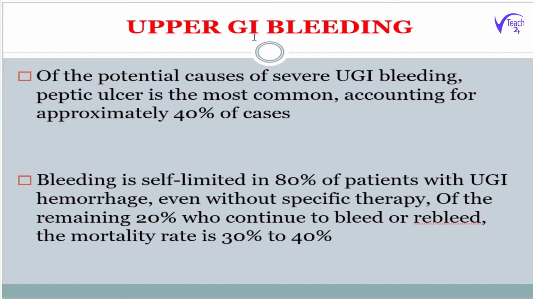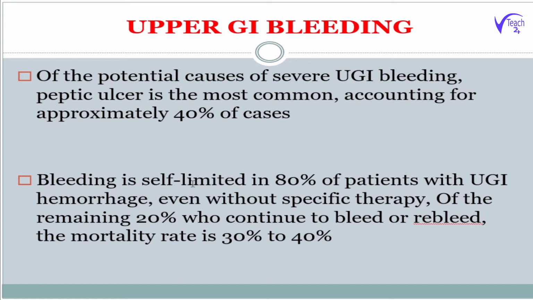But in the upper GI bleeding, the most common potential cause of severe upper GI bleeding is the peptic ulcer, and that accounts for approximately 80% of all the cases with upper GI bleeding. And in most situations, the upper GI bleeding is self-limited, and patients with upper GI hemorrhage, even without a specific therapy, may have self-limitation.